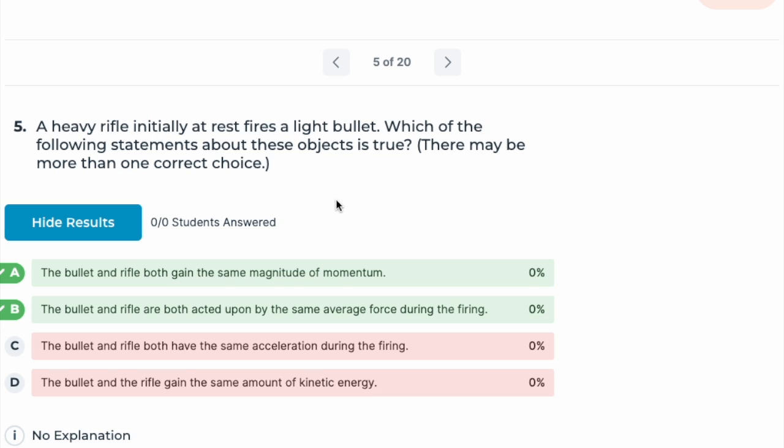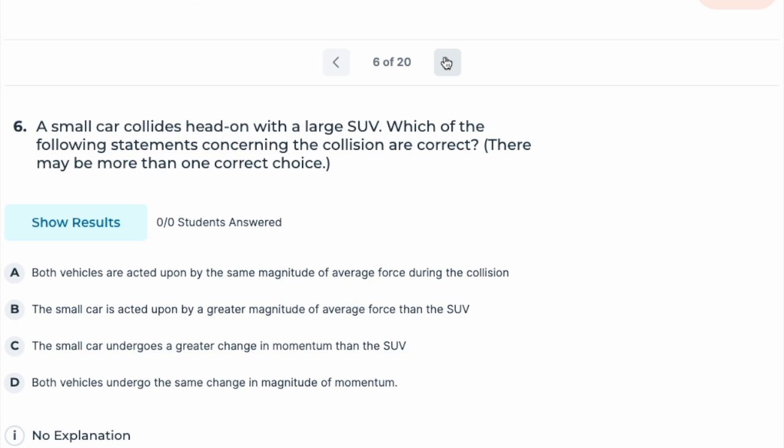Correct, A and B, they both gain the same magnitude of momentum, and the force acting on them is the same. A small car collides head-on with a large SUV. Which of the following statements concerning the collision are correct? There may be more than one correct choice.